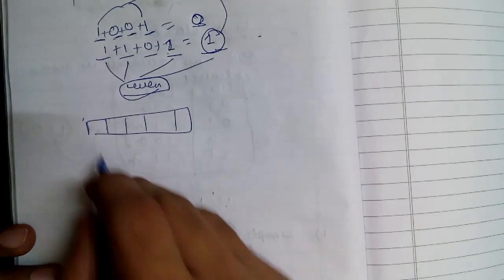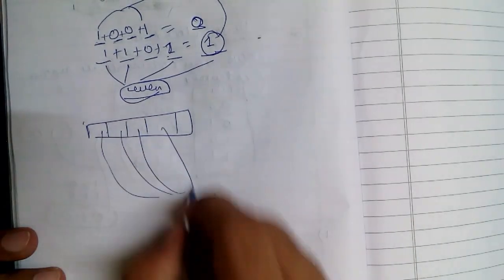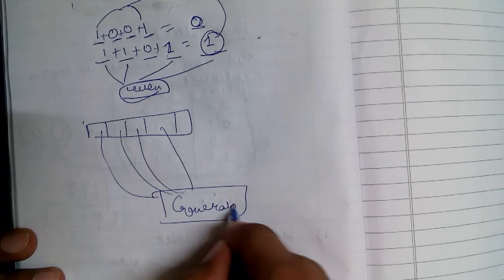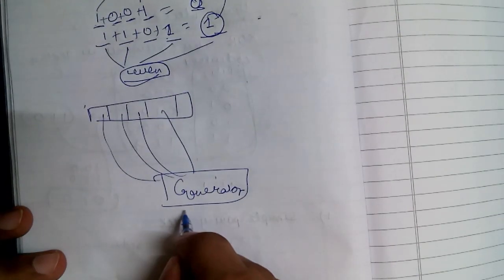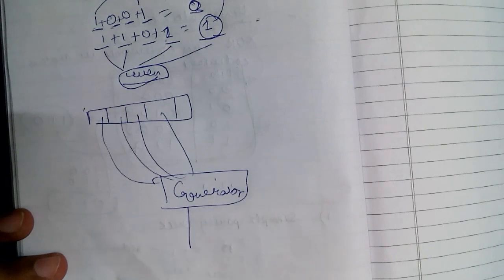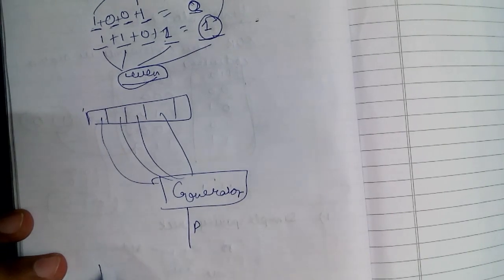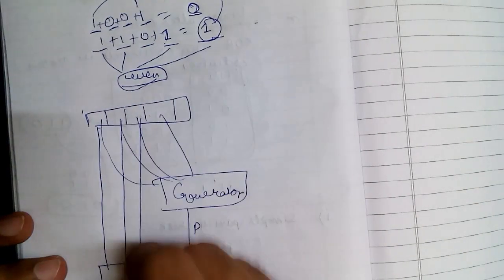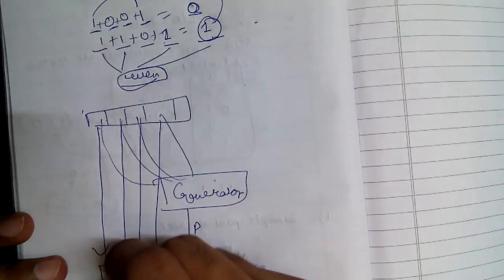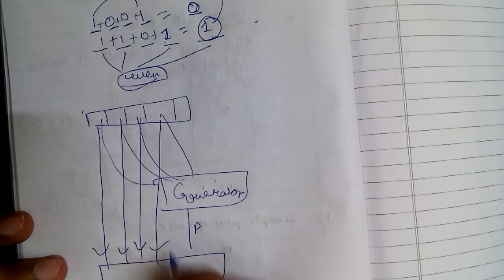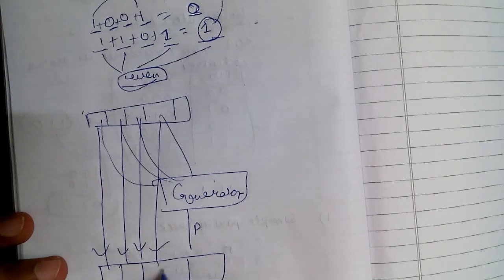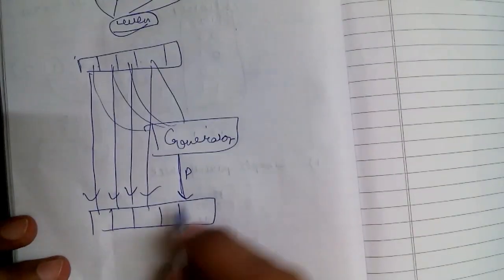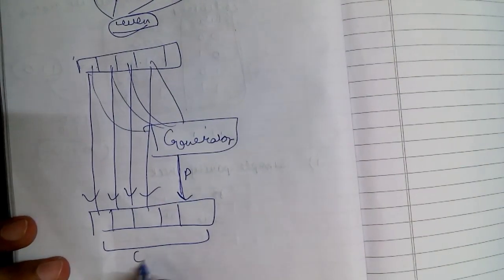This is the basic working. The bits go there and there is a generator. It generates the parity bit and adds it to this. So this is our final code word.